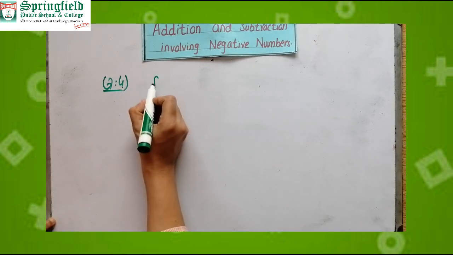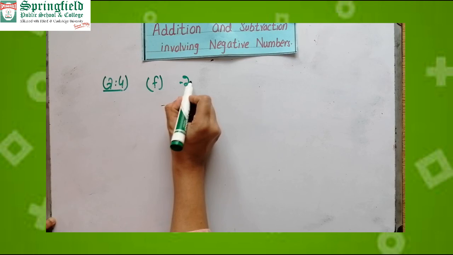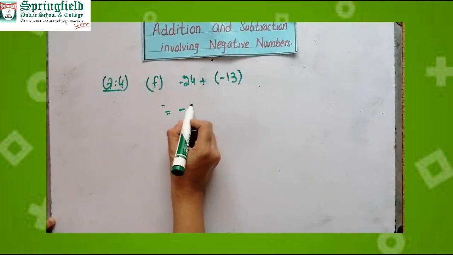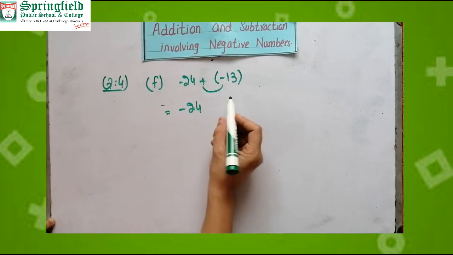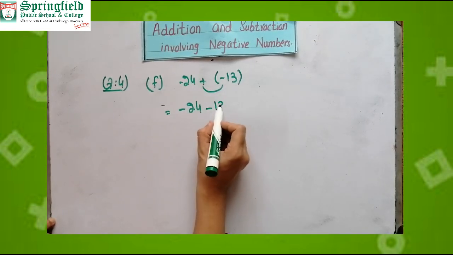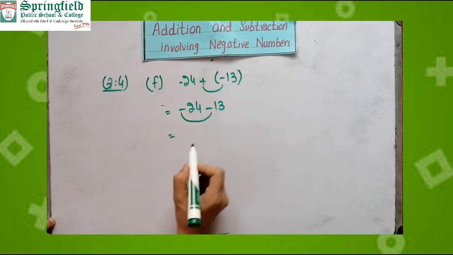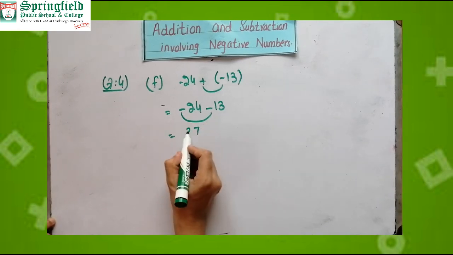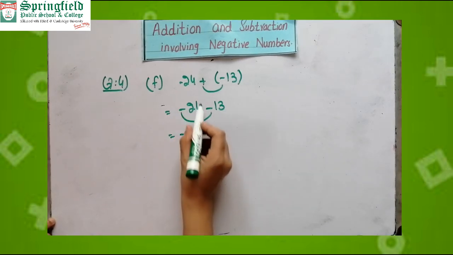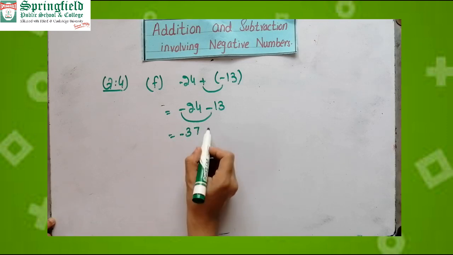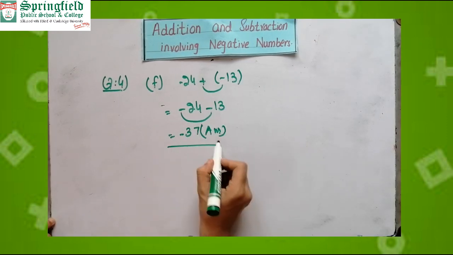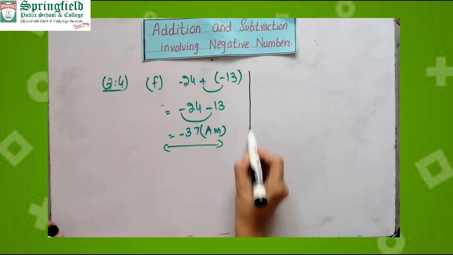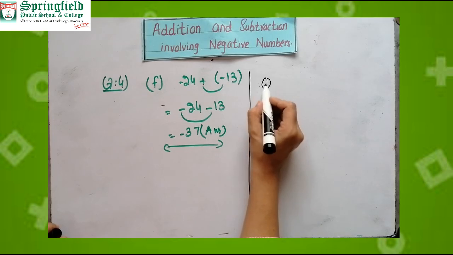Question 4, F part: minus 24 plus minus 13. So minus 24 minus plus, open the bracket, minus plus minus 13, and then minus will become plus. 13 plus 24: 4 plus 3 is 7, 2 plus 1 is 3, and the sign will be negative because 24 is greater and 24 has the negative sign. So 37 is your final answer. Understood, beta? These questions are all the same. So come to question number 5.